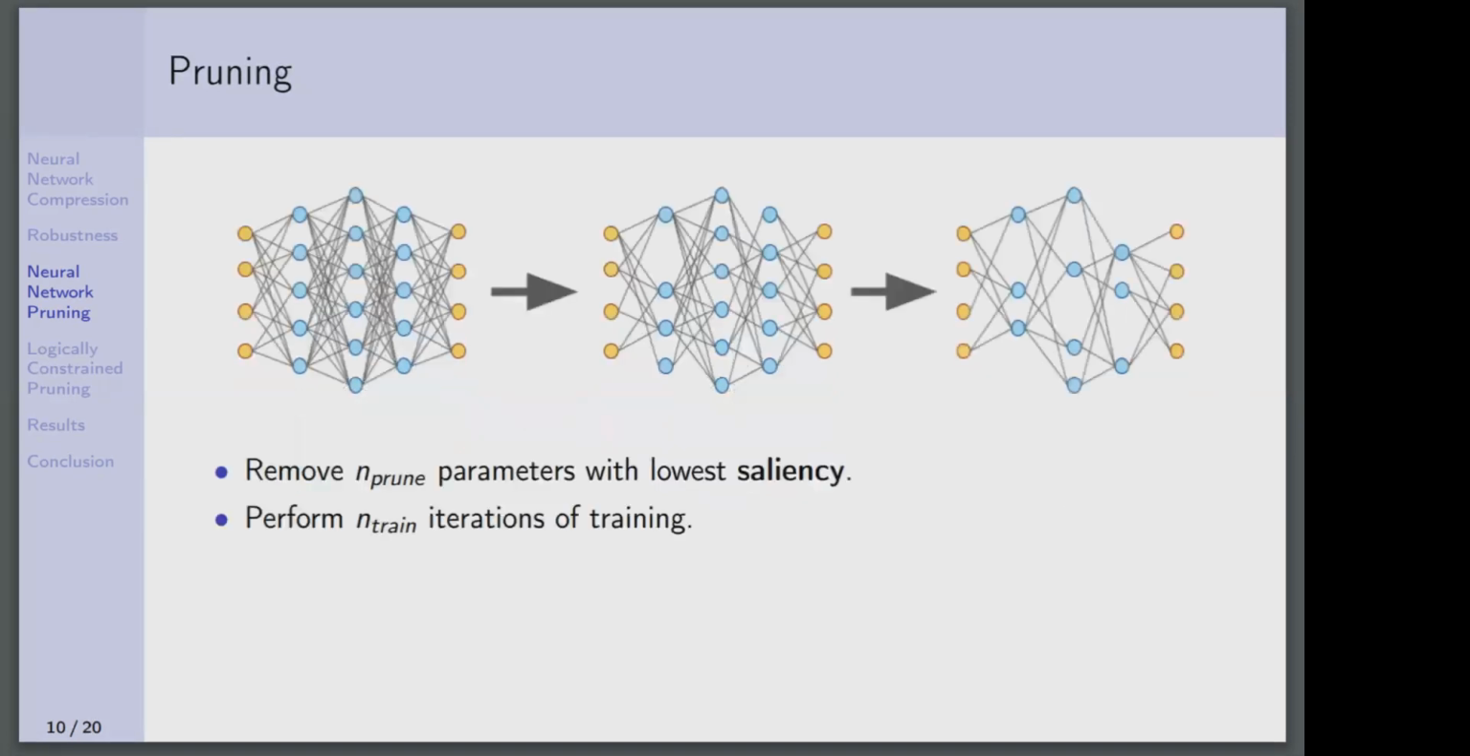So we have these two steps, and we have our value n prune, which is the number of parameters that we remove at each pruning step. And then we have n train, which is the number of training iterations performed between each pruning step. So we repeat these two steps. We prune, we retrain, we prune, we retrain until we get a network that is the size we're happy with.